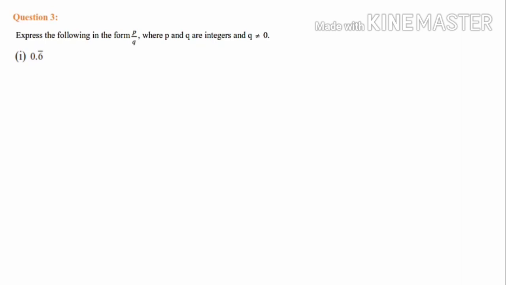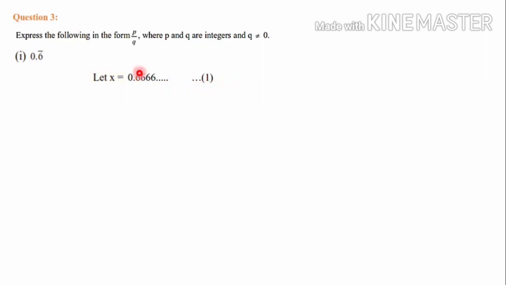Here we have to express the decimal number, that is 0.6 bar, in the form P by Q, that means rational number form. So let's take the given number as x. X is equal to, expanded form we have to write, that is 0.666 etc. Here 6 bar is there. On top of 6 there is a bar, means 6 is repeating regularly. So we have to write the expanded form as x is equal to 0.666 etc. Label it as equation number 1.